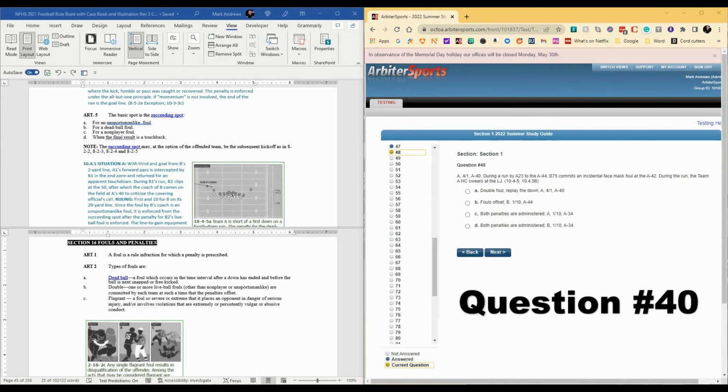Okay, guys, I did not know this next question was coming up. This is just what we talked about. A 4th and 1 at the A40 during the run by A23 to the A44. B75 commits an incidental face mask at the A42. During the run, the team A head coach swears at the line judge. So it's exactly what we just talked about. We're going to administer both penalties. So in this case, we're going to go to the end of the run, A44. We're going to go to the A49 and then back 15 to the A34. And it's going to be A's ball. So it's going to be a 1st and 10, A34.